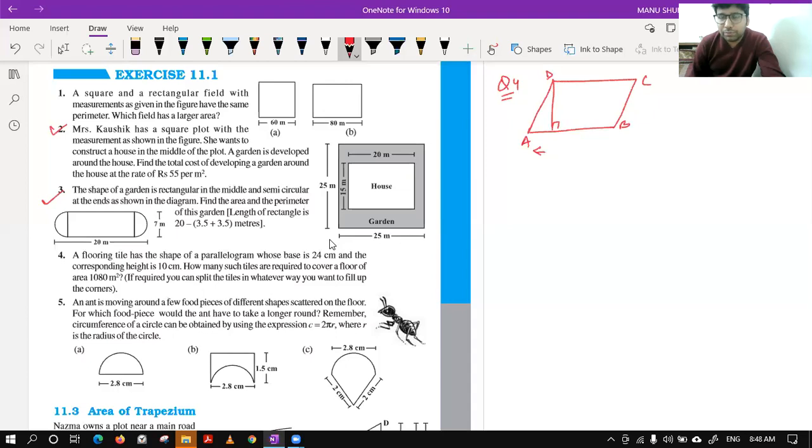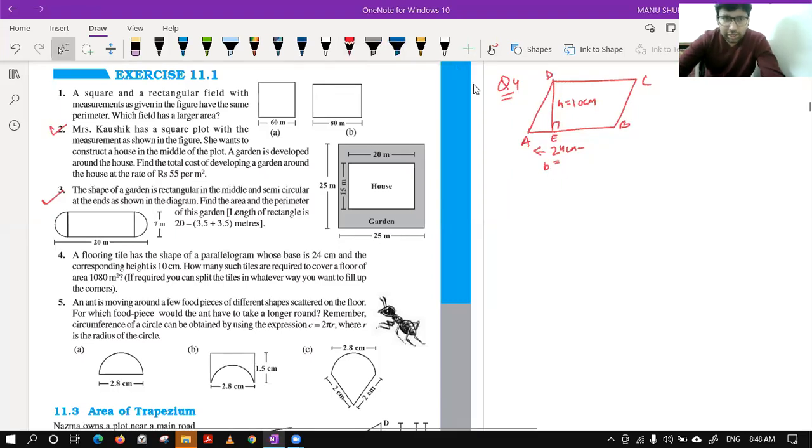I hope you all remember the concept: because of the base, the height will change. So in this case, if I take AB as base, that is 24 centimeter, the height will be this one, which is the corresponding height of 10 centimeter. Let me call it DE. So this is your B and this is your H. Now they are saying how many such tiles are required to cover a floor of area 1080 meter square.